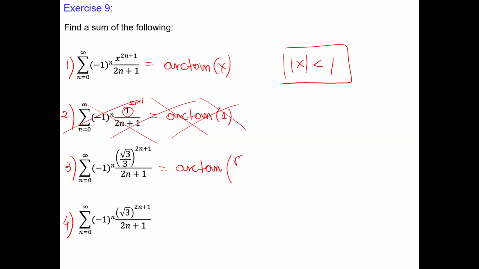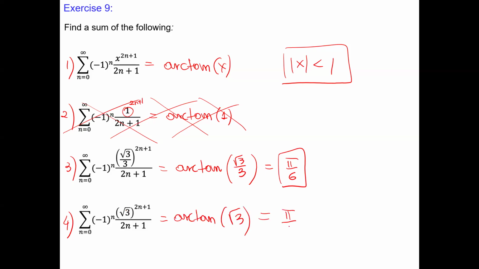Okay, that means this one will be square root of 3 over 3. This one is good. And tangent for what angle is square root of 3 over 3? We know that this is for pi over 6. Okay, that will be important. And this one also, I want students to recognize that this is arctangent of square root of 3. Tangent for what angle is square root of 3?